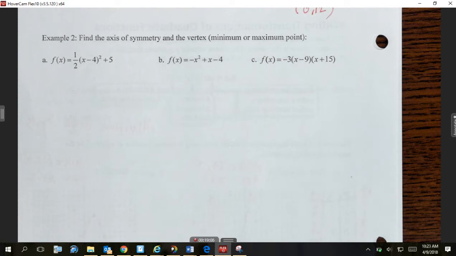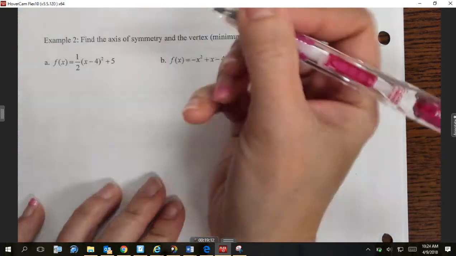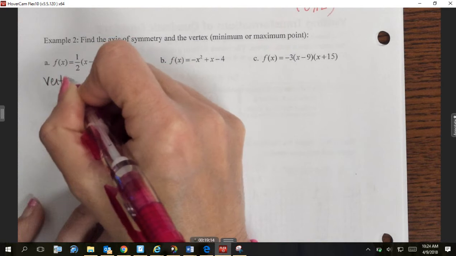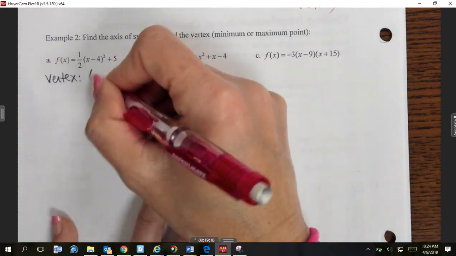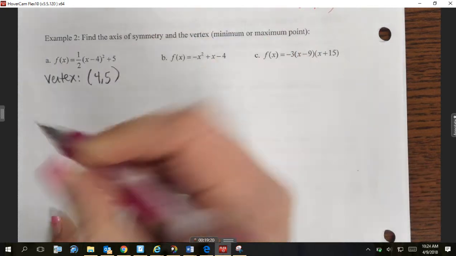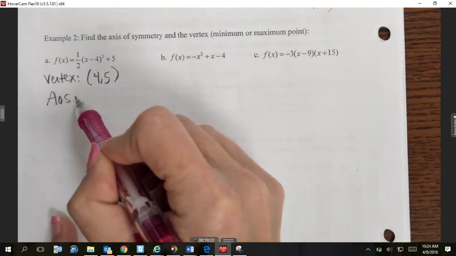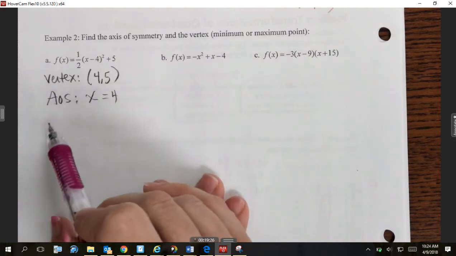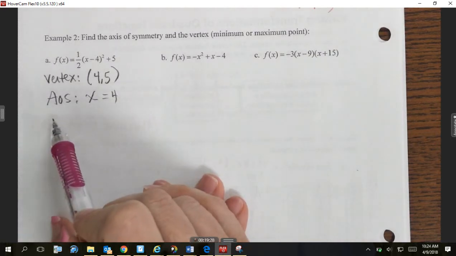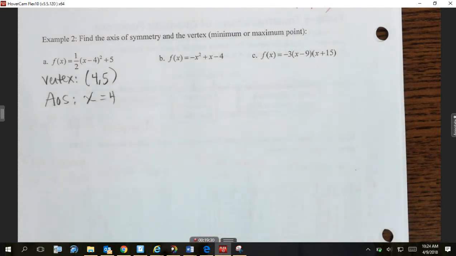Remember, ordered pairs, we always write them in parentheses. Scotty, did you get the vertex? 4, 5. Great. 4, 5. Savannah, what's your axis of symmetry? X equals 4. Excellent. And then, is this going to be a maximum or minimum situation?